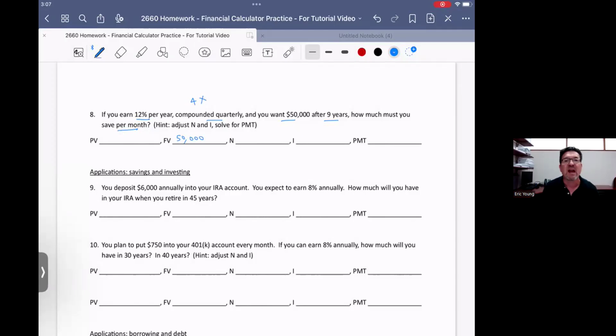We know we're saving per month, so that's a PMT, not a lump sum, so we can put 0 here. Now, what's our N? Well, we have 9 years, but we're compounding 4 times a year, so our N is 9 times 4. There's actually 36 periods. I know it's 9 years, but if we're compounding quarterly, that's 4 periods per year. By 9 years, 36 is our periods.